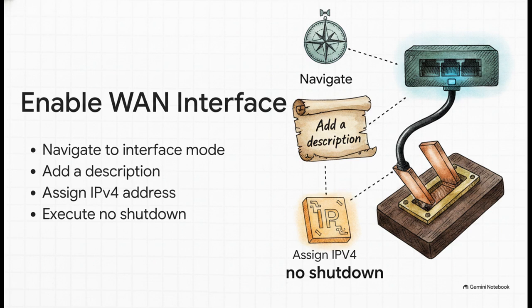Next, assign the IP address provided by your ISP. And finally, you issue the no shutdown command. Because remember, Cisco interfaces are administratively down by default for safety. So issuing no shutdown is literally the essential final step to bring that link to life.